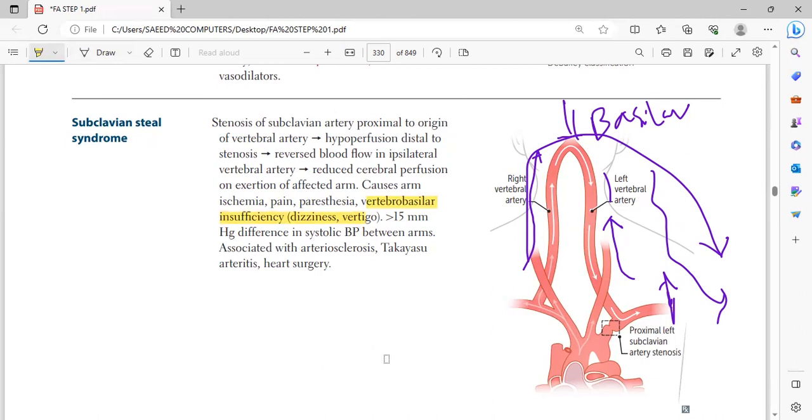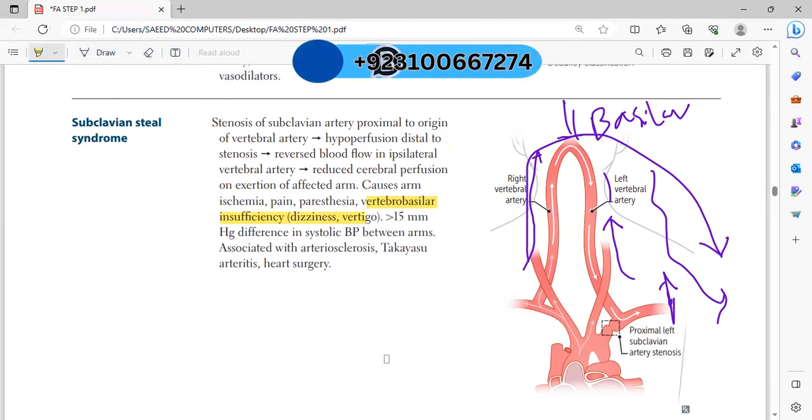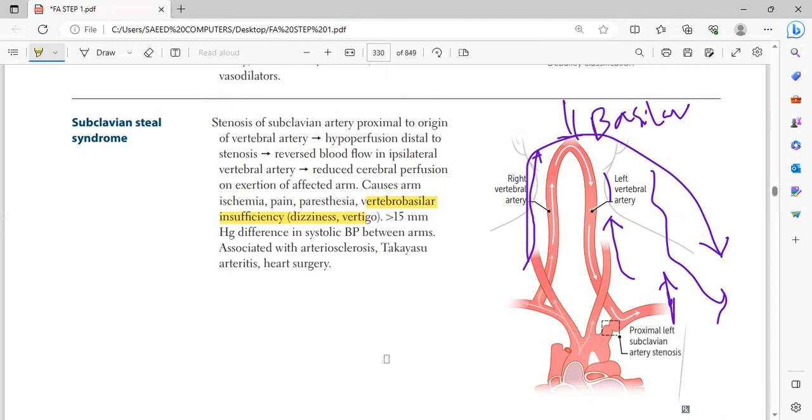Okay, and more than 50 mmHg difference in systolic blood pressure between the arms. This is also important. Differential blood pressure is common in two diseases, aortic dissection and subclavian steal syndrome. It is very high yield that it is most commonly associated with arteriosclerosis, and also with Takayasu arteritis. Another cause is heart surgery.